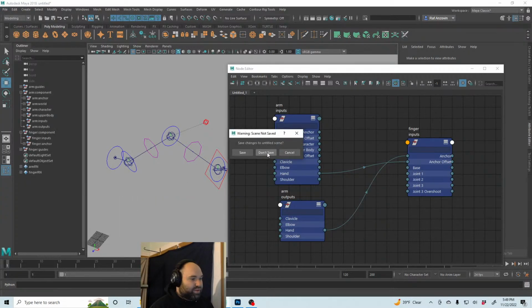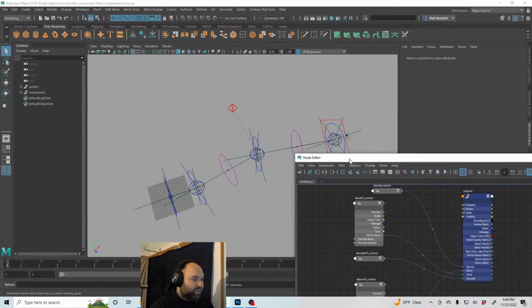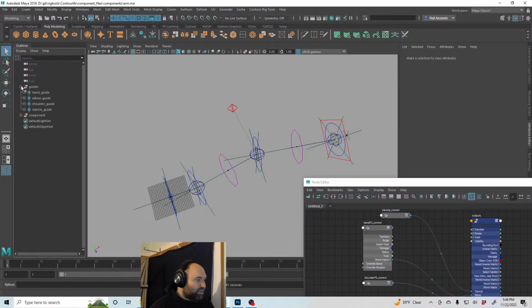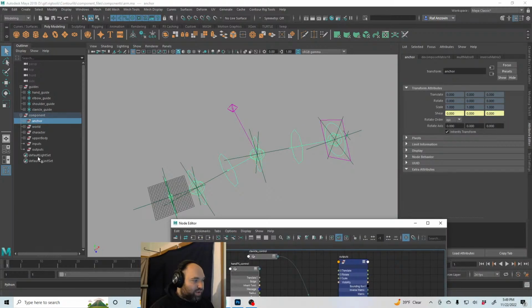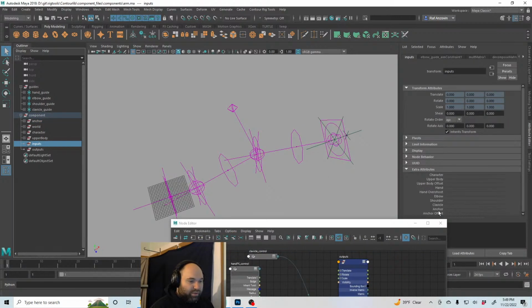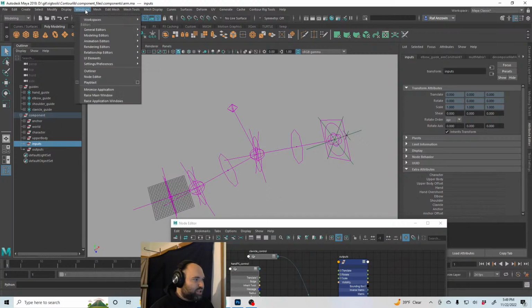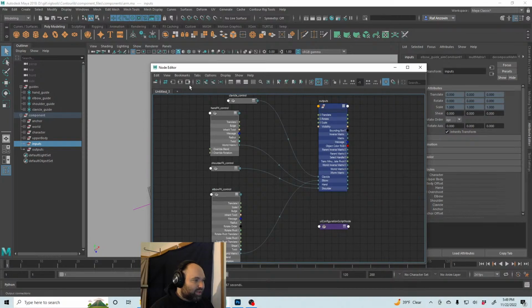I'm not going to save this because it's just a demonstration file, right? The arm, as yet, does not have... I mean, it's got the anchor inputs and outputs, like I had already put them there. An anchor and anchor offset, but they are not, well, actually, let me check. Maybe I already did do that. I can't remember. Did I already hook them up?